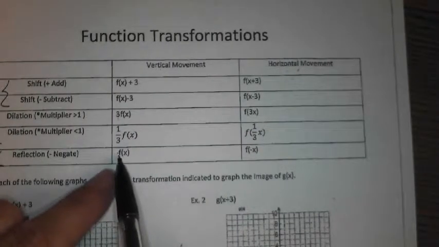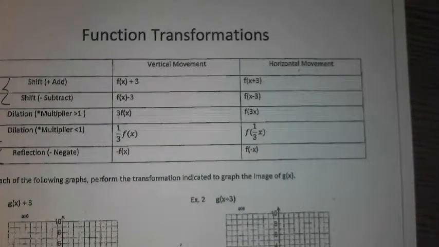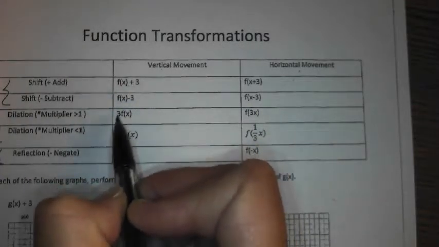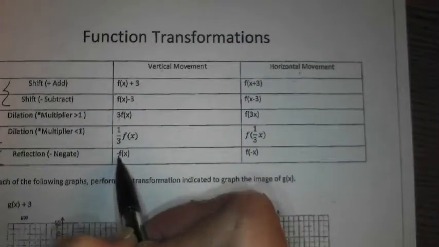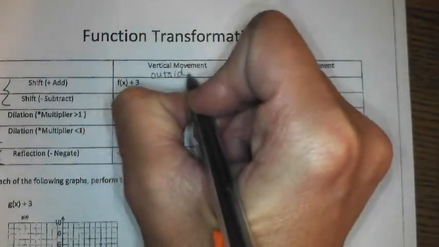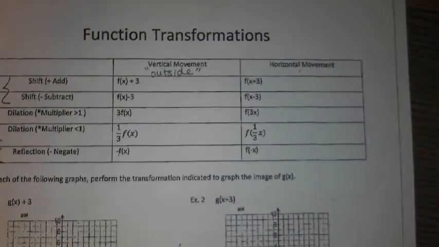And this negative is outside of the function. So when I talk about where this is happening, is it inside the function or outside the function? I'm asking you that because if anything is happening outside the function, in this case after, in this case before, in this case before, anything that's outside the function is vertical movement. Zach, are you with me? Okay, anything outside the function is vertical.